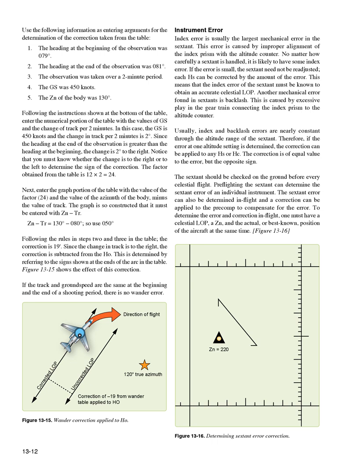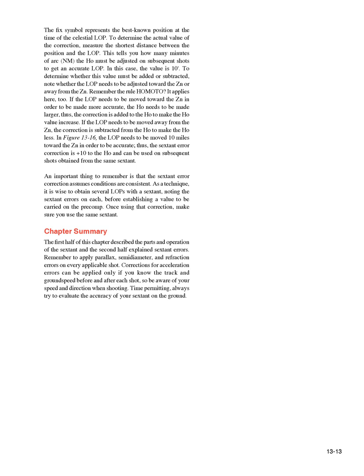Figure 1316. The fixed symbol represents the best known position at the time of the celestial LOP. To determine the actual value of the correction, measure the shortest distance between the position and the LOP. This tells you how many minutes of arc, or nautical miles, the HO must be adjusted on subsequent shots to get an accurate LOP. In this case, the value is 10. To determine whether this value must be added or subtracted, note whether the LOP needs to be adjusted toward the ZN or away from the ZN.